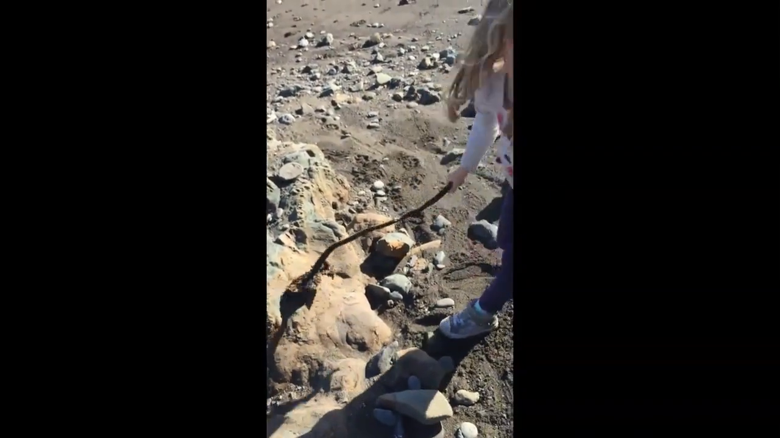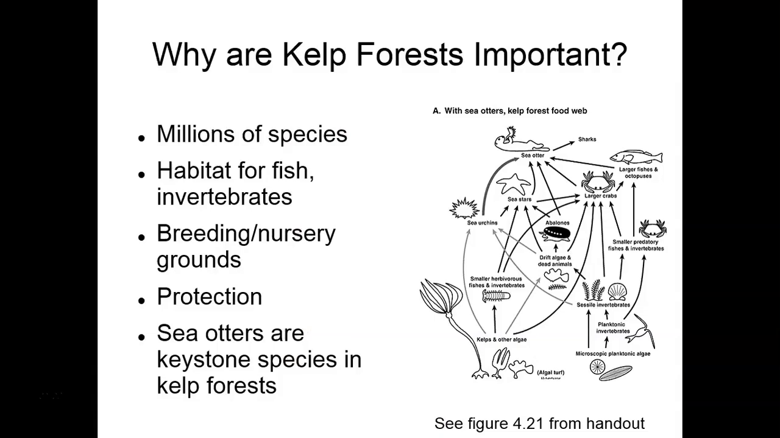Kelp forests are important ecosystems, just like coral reefs are. They provide habitat for millions of species of invertebrates, fish, mammals, and birds. They are breeding grounds and a nursery area because they dampen the impact of waves. And usually it's slightly warmer within the kelp forest than it is in surrounding areas.